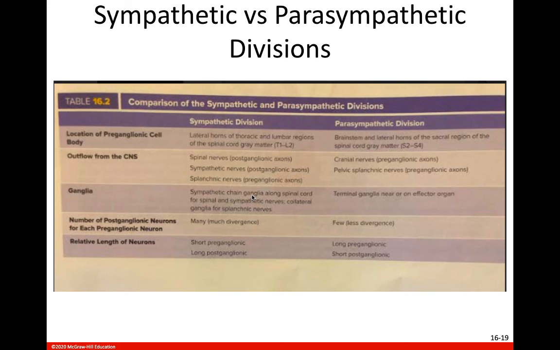And again, we just went over this. The sympathetic uses the chain ganglia as well as the collateral ganglia. The chain ganglia are used for the spinal and sympathetic nerves. The collateral ganglia are used for the splanchnic nerves. And then remember, for the parasympathetic, you're using terminal ganglia that are on or very near the effector organ. And so that postganglionic neuron is going to be very short, whereas these are a lot longer.